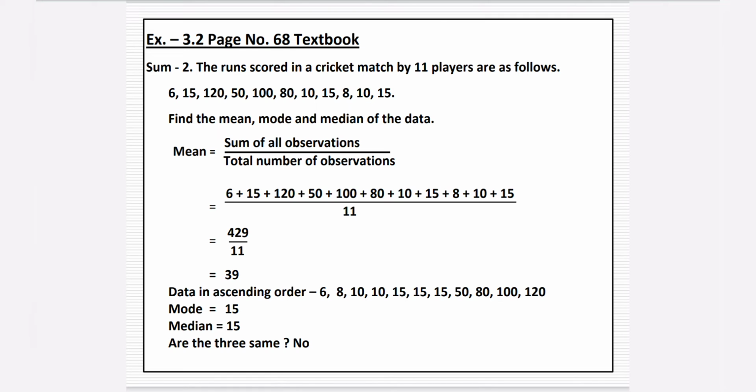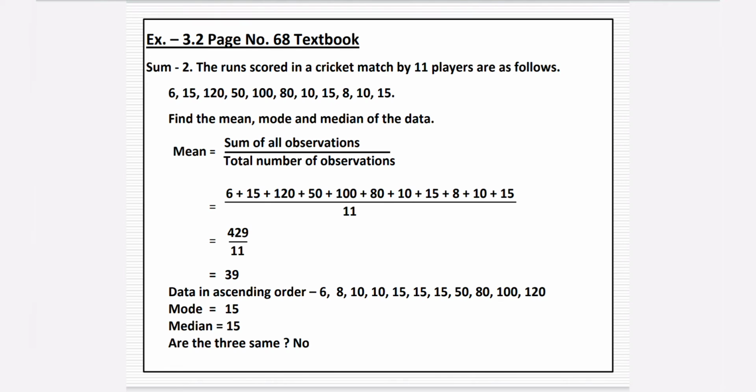Just add all the runs scored by 11 players and divide by 11. Correct? Now, before finding the mode and median, we have to arrange this data in either ascending or descending order. So, let us arrange it in ascending order.